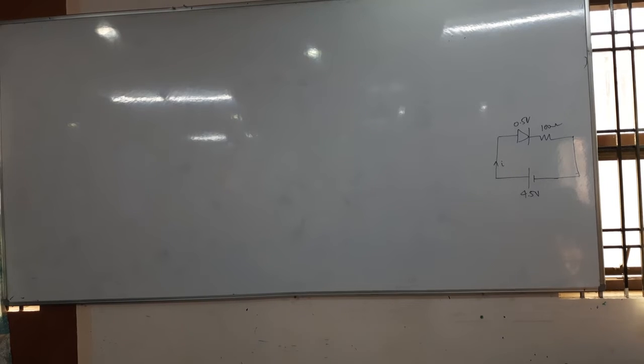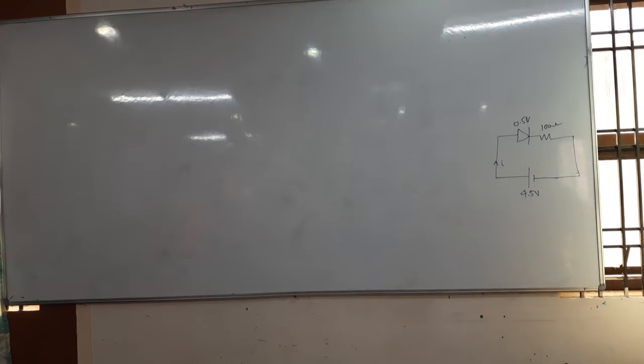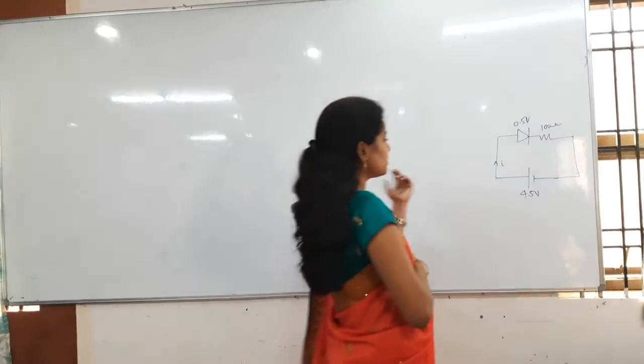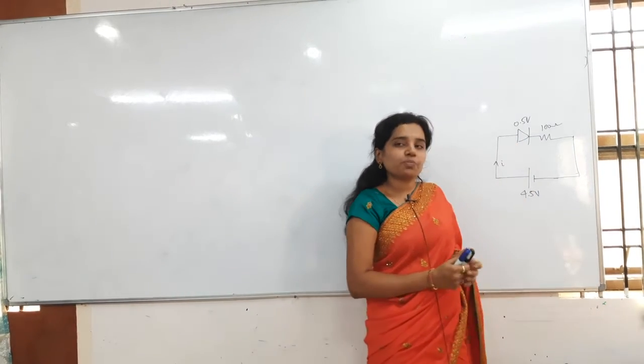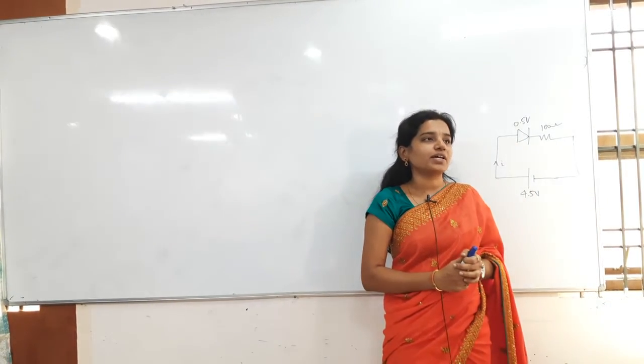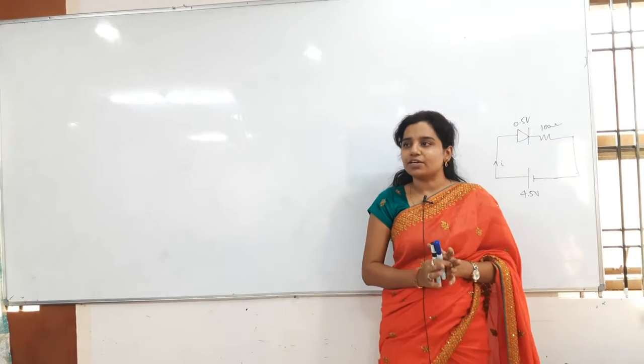What answer? 40 milliamperes. 1 by 25, or yes? 1 by 25 is not the correct answer. 4 by 100 you will get, that's the answer. See, here the external potential is how much? 4.5 volts. How much is the PN junction drawing? 0.5. So how much voltage is remaining for us? 4 volts. That is what you have to understand mainly.